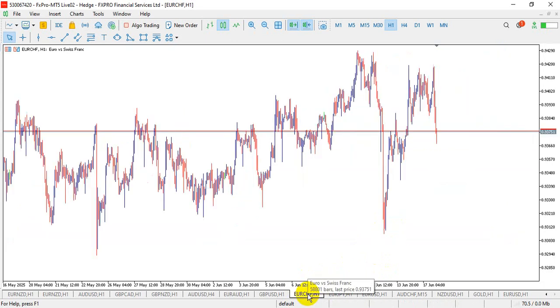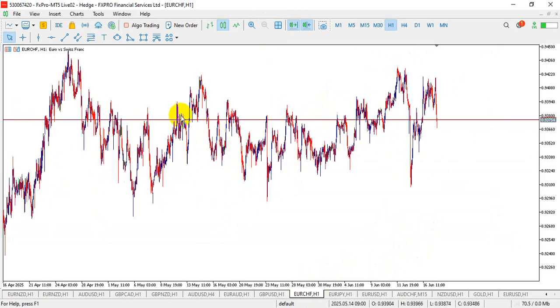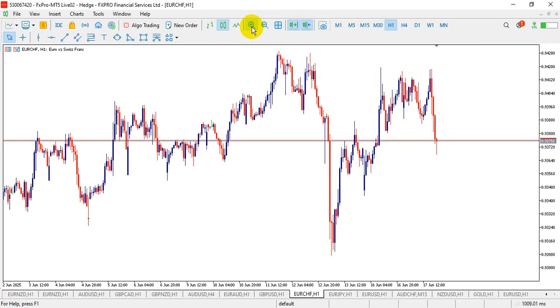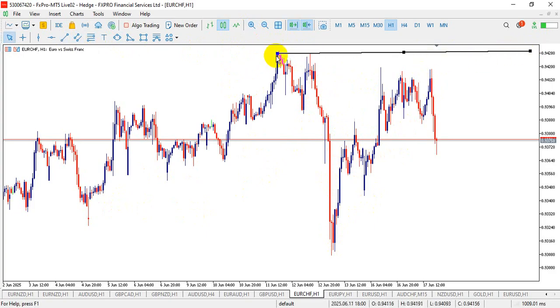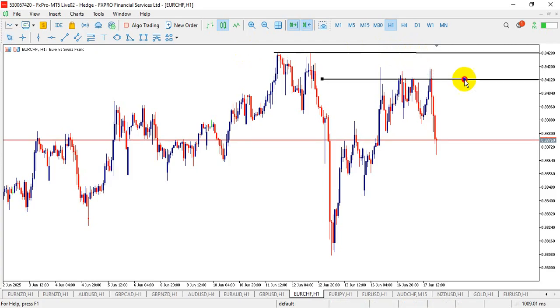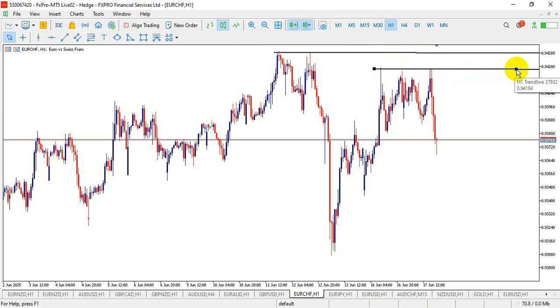Okay, so we move to Euro CHF. Now for Euro CHF, we have a structure. First of all, we have price pull down, then give us a retracement, then later on price continued the upward trend, but price could not break this zone. Let's see, we have that old high. Price has not mitigated that zone, so currently price started falling from here.